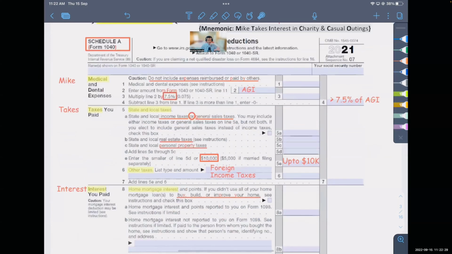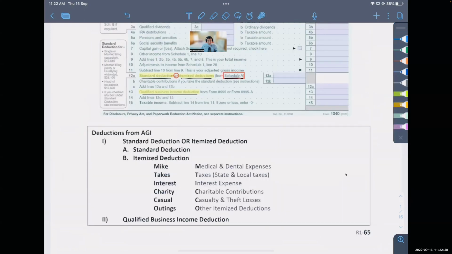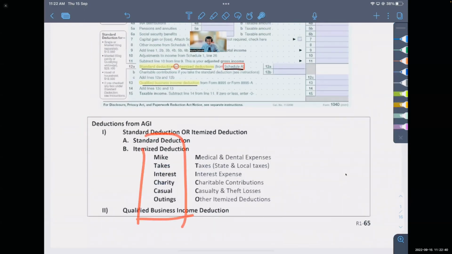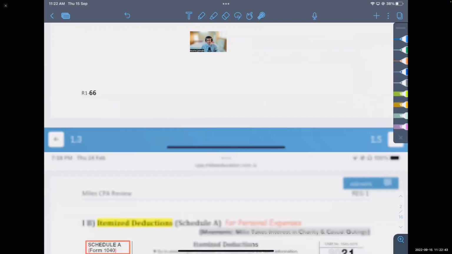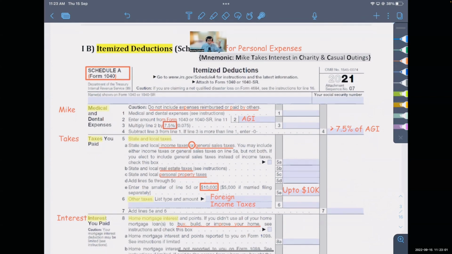Now, how does this schedule look? It more or less looks very similar, having the same items which you had seen on the first page, that is over here. That is Mike takes interest. Now you have all these things over here as well. So let's say, for example, Mike takes interest. Mike stands for medical. Now you have the medical expenses over here. We would be dealing with all these things in detail in a while when we would be covering these independently, separately. But yes, then you have these items over here.